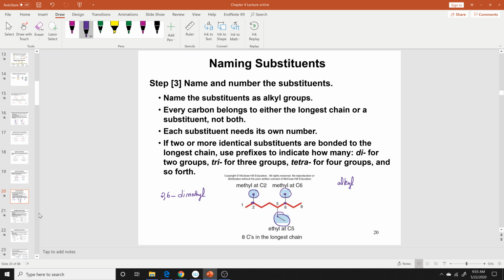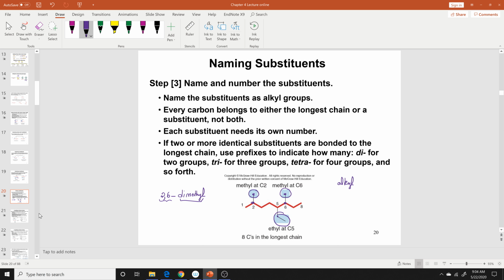Between numbers, you put a comma. Between a number and the letter, you put a dash. As many substituents as you have needs to be equivalent to the numbers that you have in front of these substituents. So you have two substituents here, you need to have two numbers. Three substituents, three numbers. Each substituent gets a number. I cannot do 2,6-methyl. It's not right because methyl is one substituent. How am I getting two numbers in here?